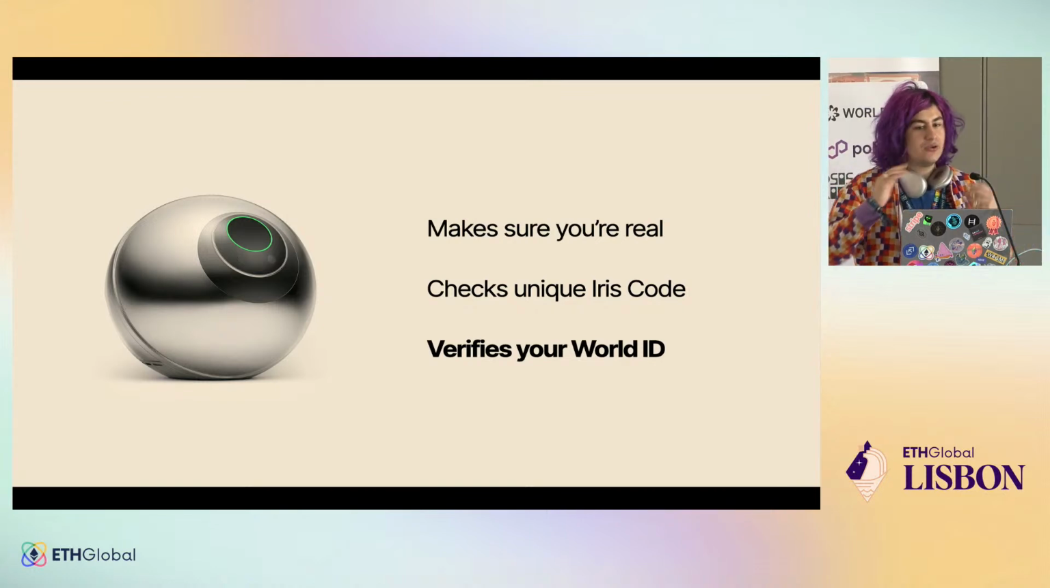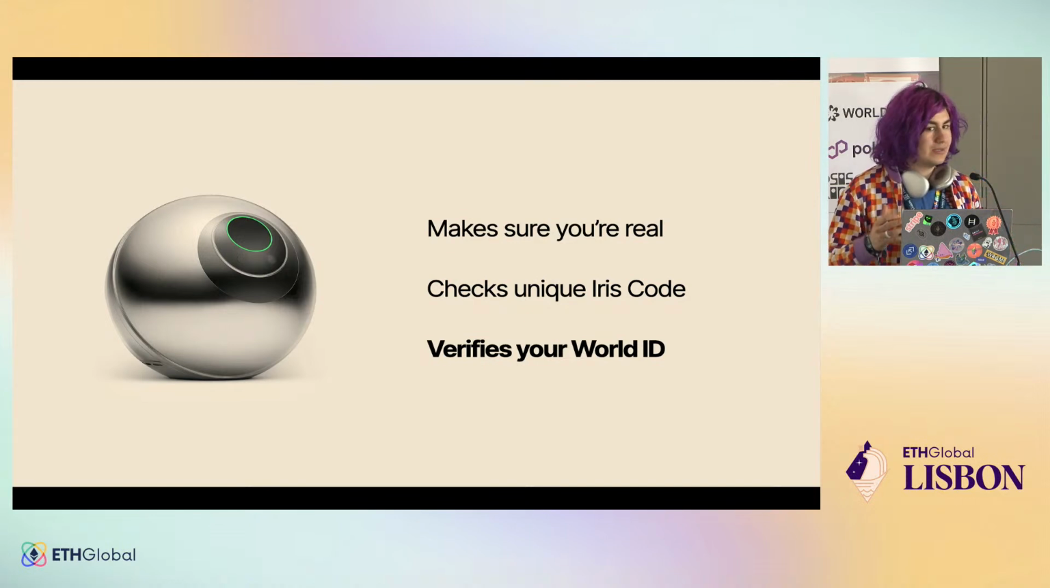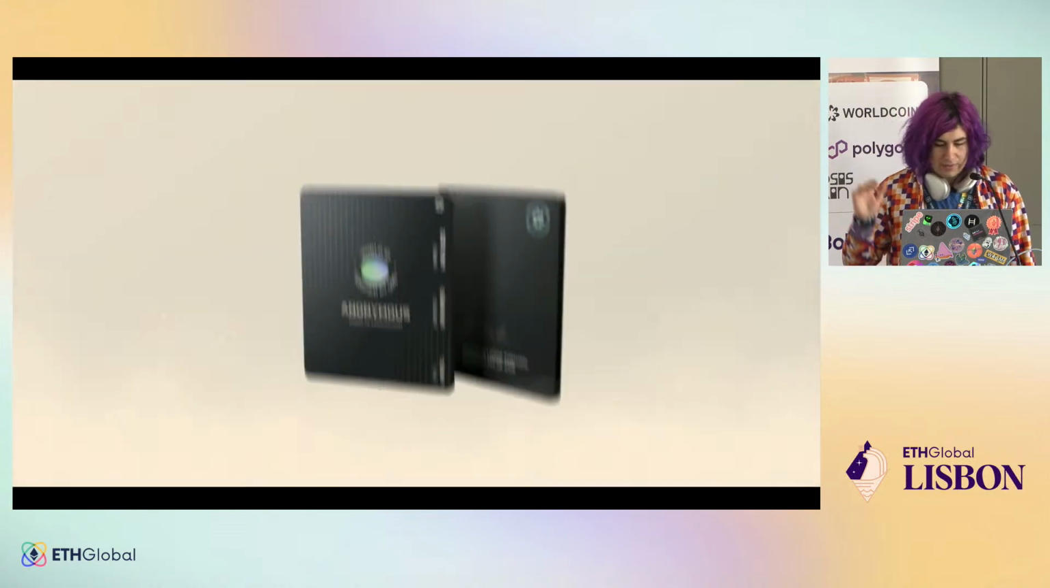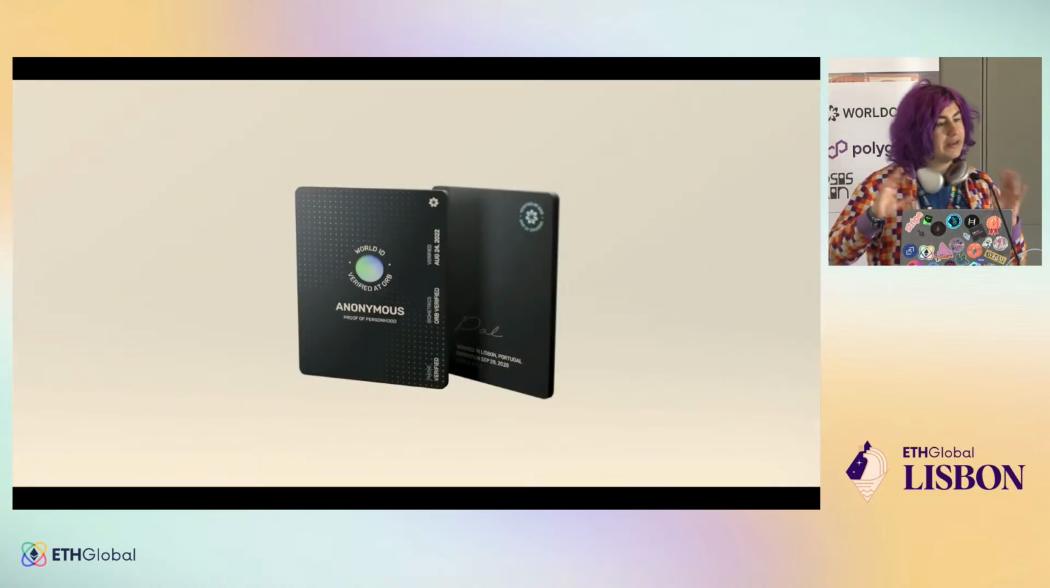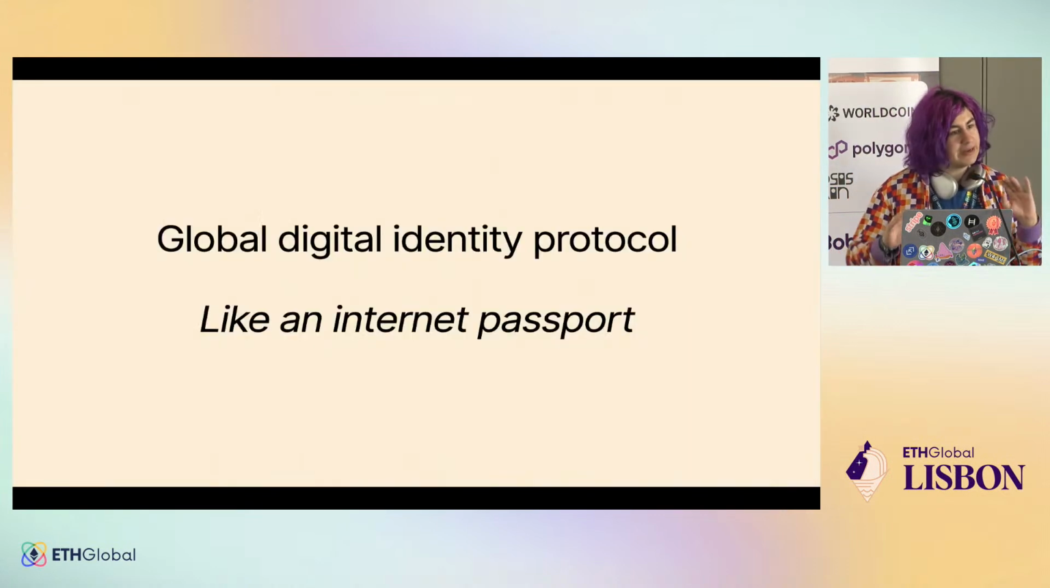Then it will check that you have a unique iris, that you have not already been onboarded to WorldCoin. And we do this using an iris code, which is a measure of the randomness of your iris, which makes it so that we don't need to actually store a picture of your iris or biometrics in general. If you're more curious about that, you can come find me later and I will explain how it works. And then it verifies your World ID. And World ID is a name that we came up with for this system that acts as an internet passport.